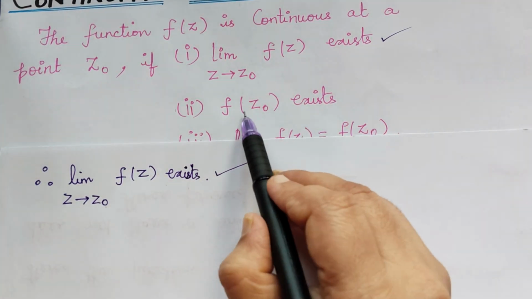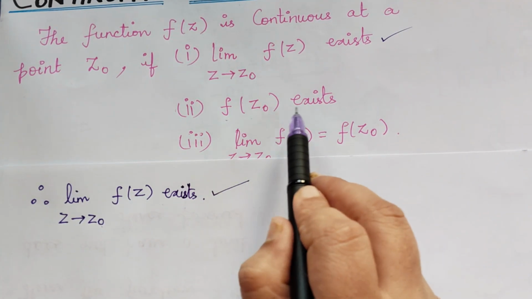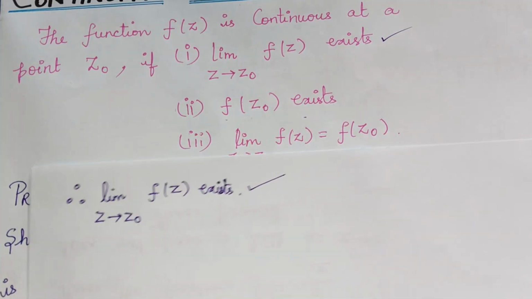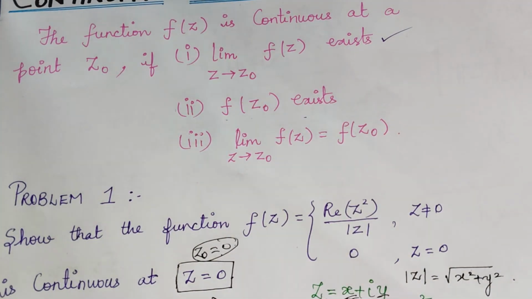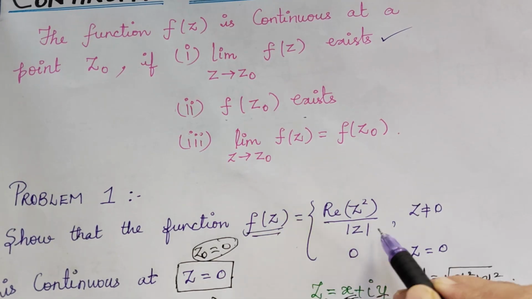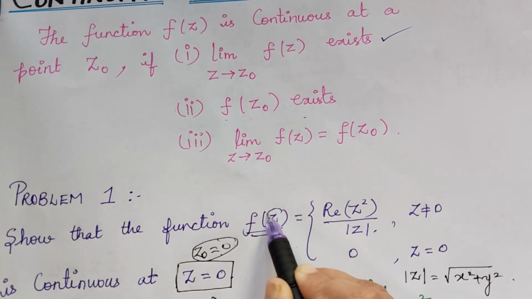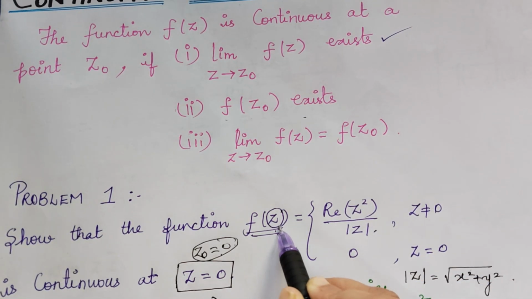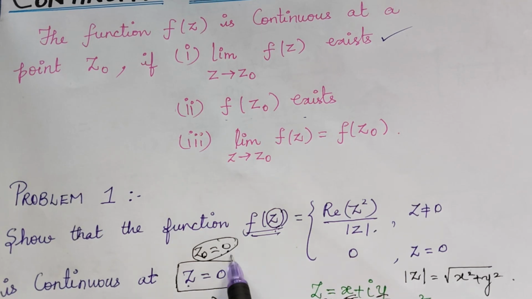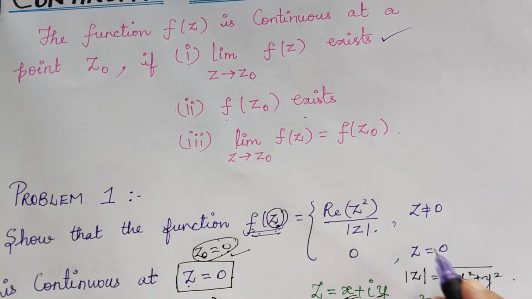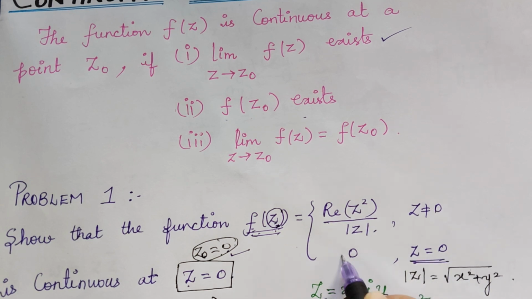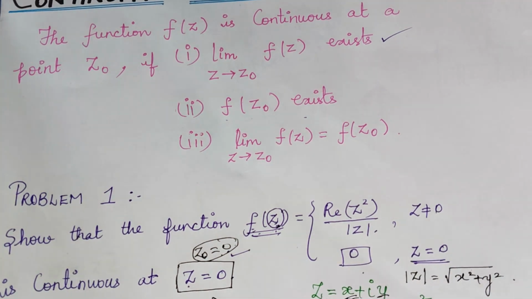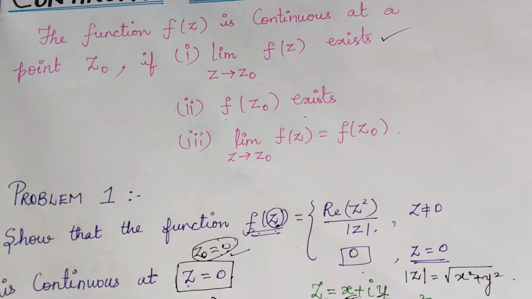Now the second condition is we have to show that f of z0 exists. Now what is the function? Here we have f of z is this. Now f of z0 means at the place of z we have to put 0, because z0 is 0. So when we put 0, what is f of 0? We know that when z is 0, it is equal to 0. So therefore f of z0 also exists.